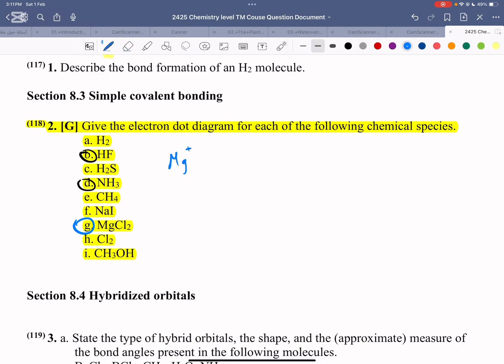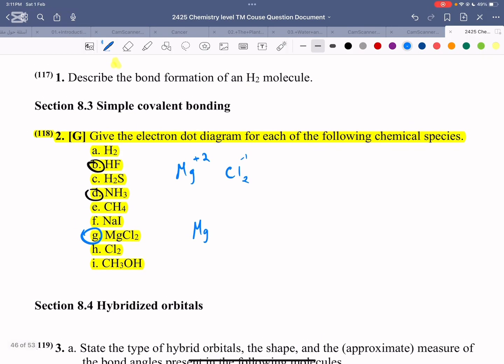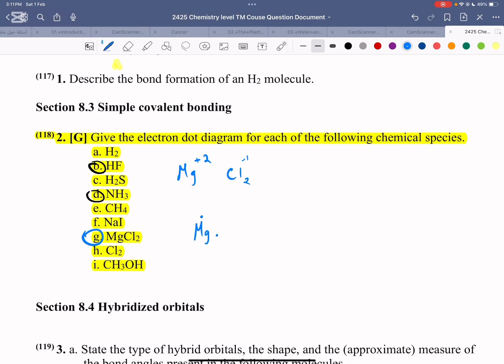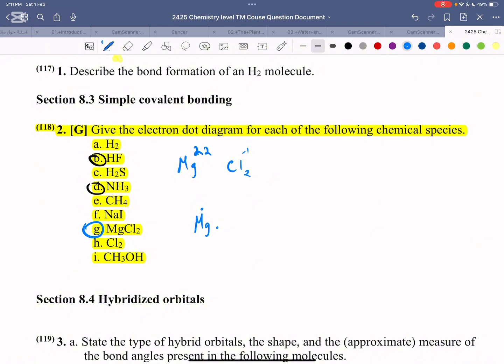Mg is plus 2 because it's in group 2, and we have Cl minus 1, but we have 2 chlorines. So I'm first going to draw Mg by itself. Mg is in group 2, so normally I would put 2 electrons. But remember, it's 2 plus. It's going to lose 2 electrons, and they're going to be gained by the chlorine. So I have Cl, Cl, 2 chlorines.